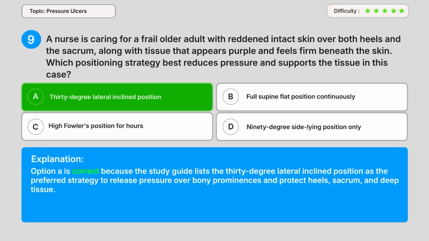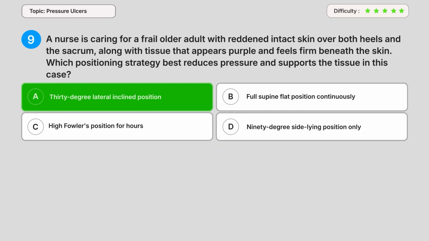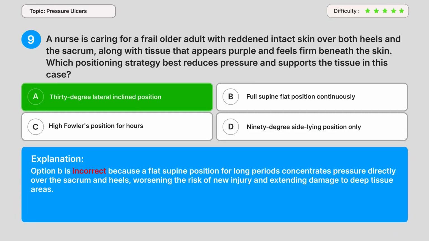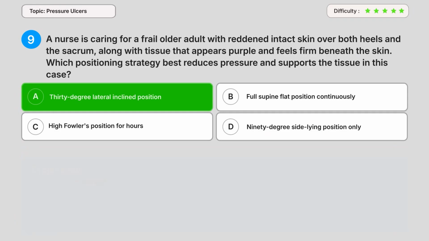Option A is correct, because the study guide lists the 30-degree lateral inclined position as the preferred strategy to release pressure over bony prominences and protect heels, sacrum, and deep tissue. Option B is incorrect, because a flat supine position for long periods concentrates pressure directly over the sacrum and heels, worsening the risk of new injury and extending damage to deep tissue areas.